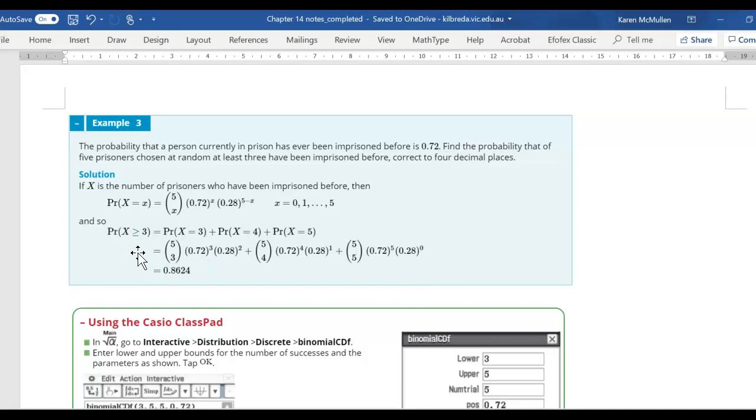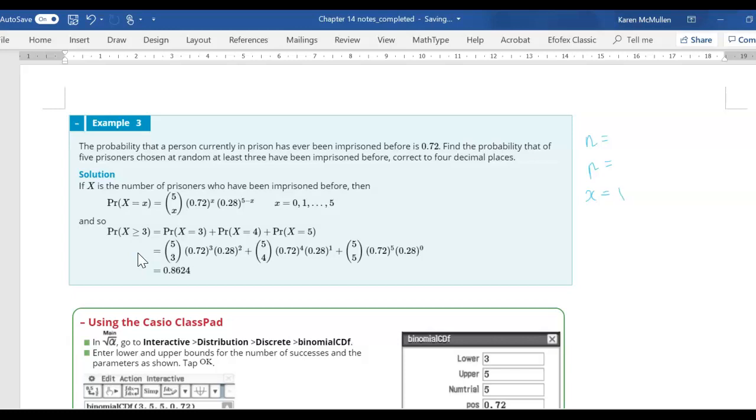All right, let's read the question. The probability that a person currently in prison has never been imprisoned before is 0.72. So remember that what we're looking for is n, p, and x. That's all we need for our calculator.